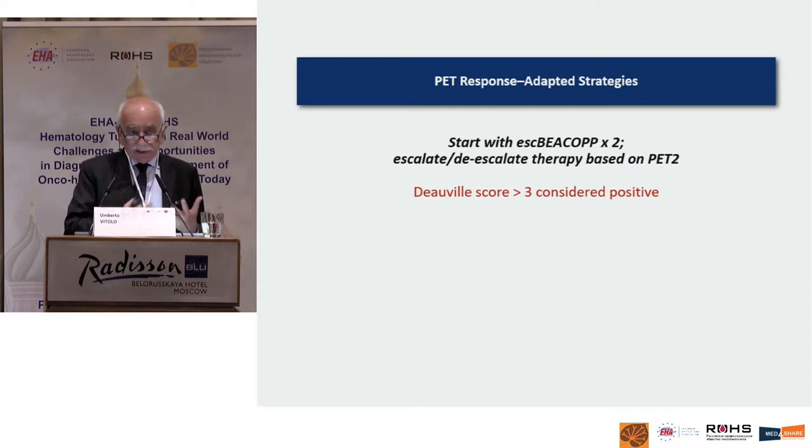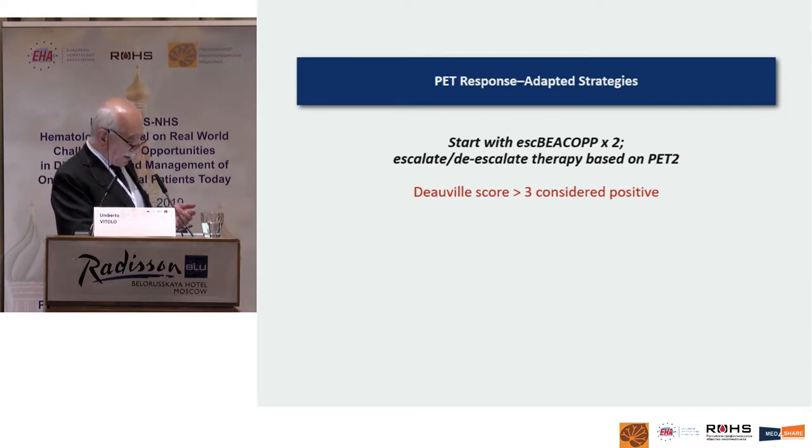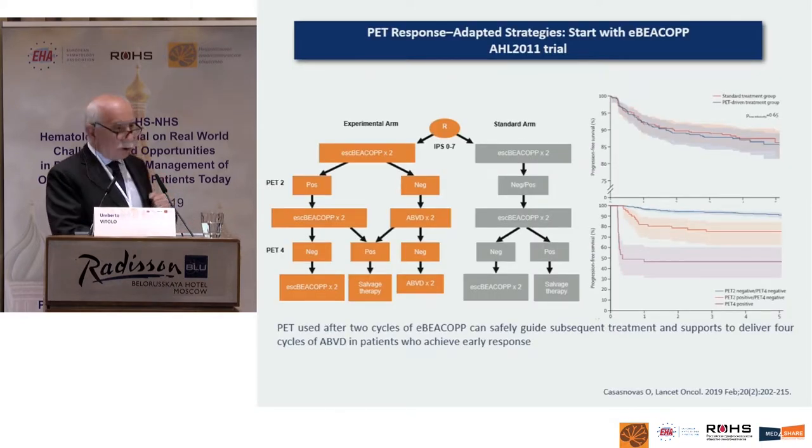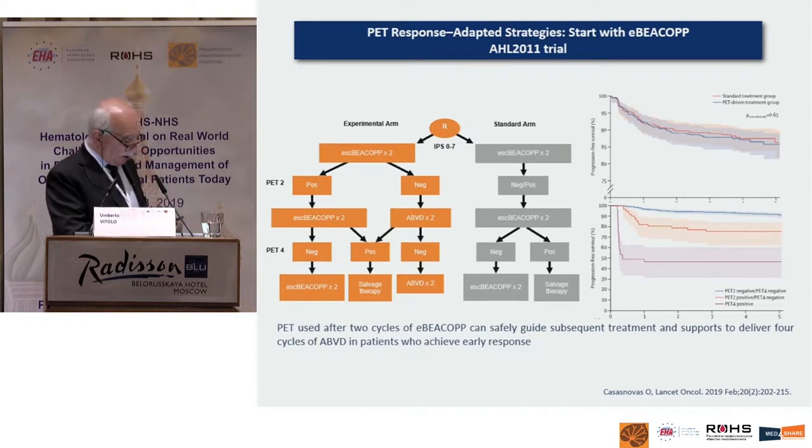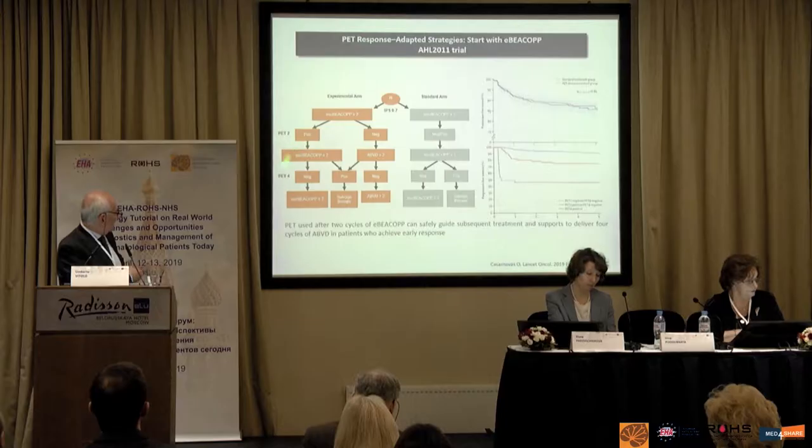You may take a different approach. You just start with a more intensified treatment, escalated BEACOPP, and then de-escalate in case of favorable results. This is the approach of the French group. The French group randomized patients to a standard treatment with escalated BEACOPP for all treatment, or patients started with escalated BEACOPP and then were given PET. In case of PET negativity, the patients were de-escalated to a less intensive treatment, that is ABVD. In case of PET positivity, they continued to give BEACOPP.